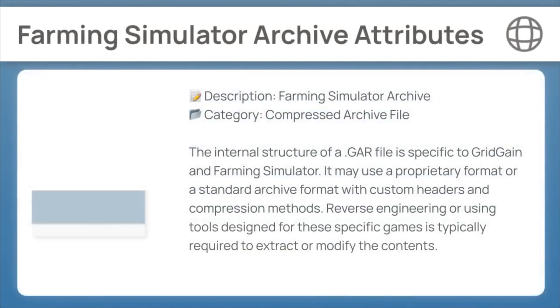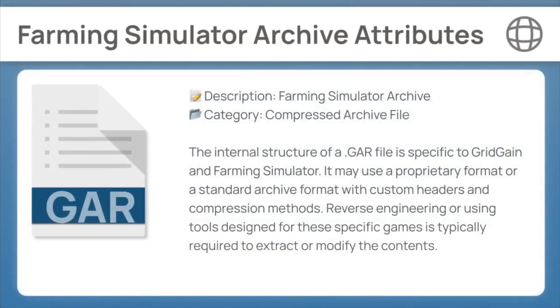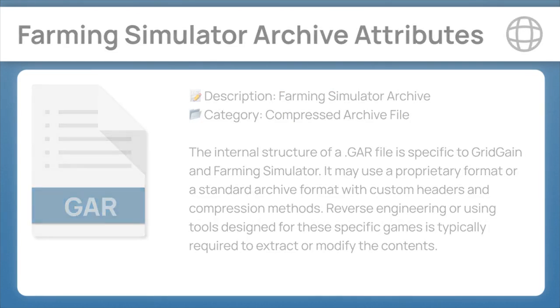The internal structure of a GAR file is specific to GridGain and Farming Simulator. It may use a proprietary format or a standard archive format with custom headers and compression methods. Reverse engineering or using tools designed for these specific games is typically required to extract or modify the contents.